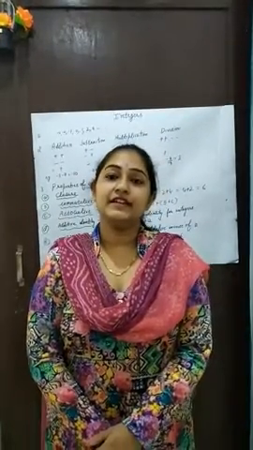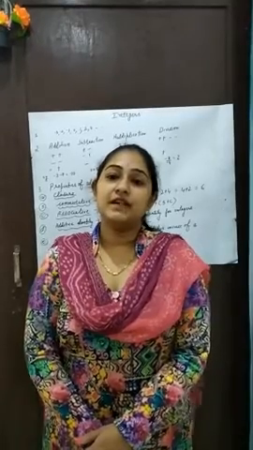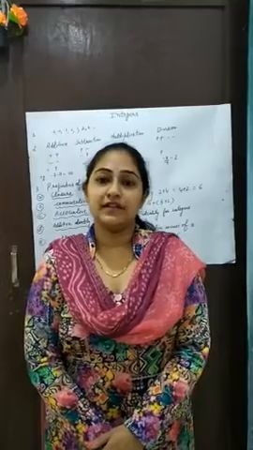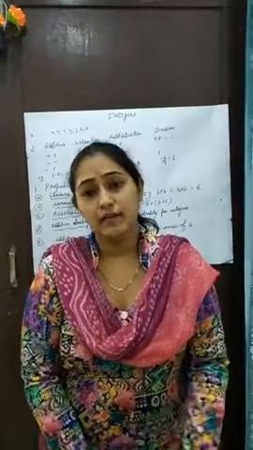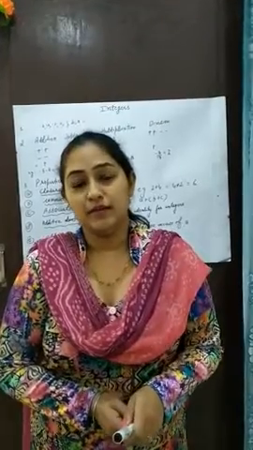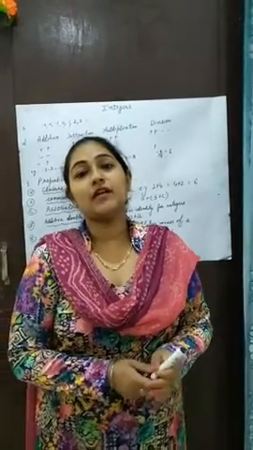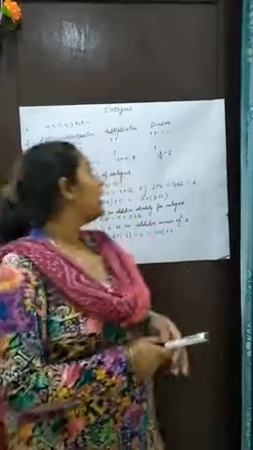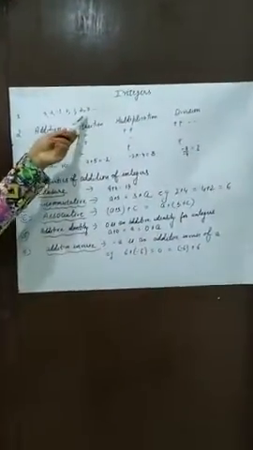Before proceeding to integers, we will start with the natural numbers. All positive numbers are called the natural numbers. And what are the whole numbers? Whole numbers, which start from 0, are called the whole numbers. And integers, when there is a combination of positive and negative numbers along with the 0, are called the integers.